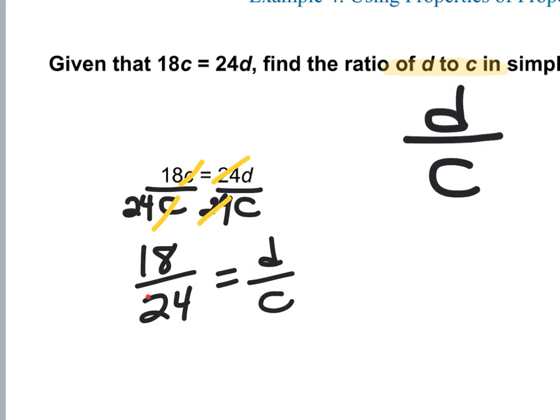However, 18 over 24 is not in reduced form, so we do want to reduce it. How can we reduce that? Well, what's the largest number that I can think of that goes into 18 and 24? I think that's 6. So 6 goes into 18 3 times, and 6 goes into 24 4 times. And so my answer is the ratio of D to C is going to be 3 to 4.